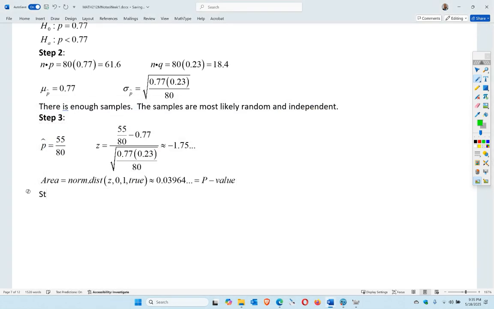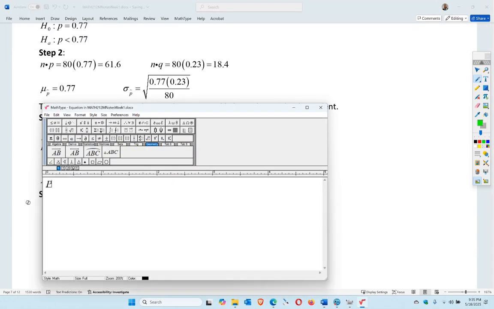So step 4, okay, is making our conclusions now. Sometimes they do the p-value step as a separate step. We're not going to do that. So essentially, the p-value is greater than alpha because that was 0.01. Whoops. So we should, whoops, do not reject the null hypothesis.